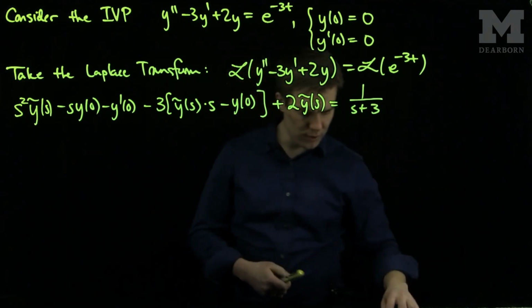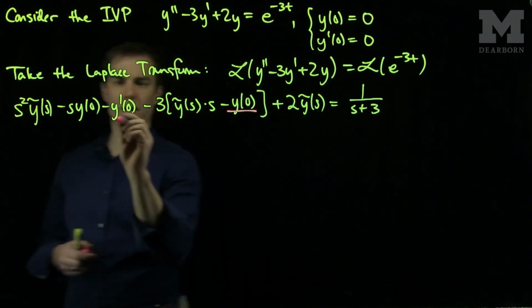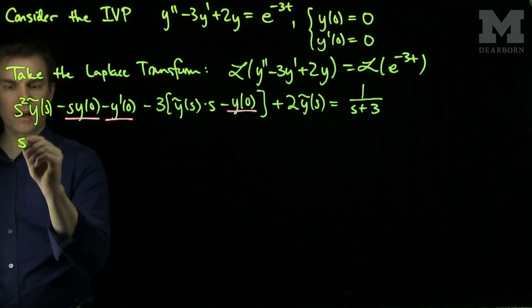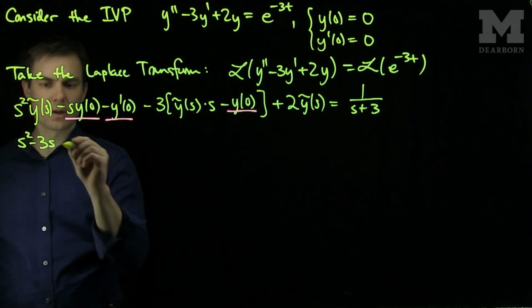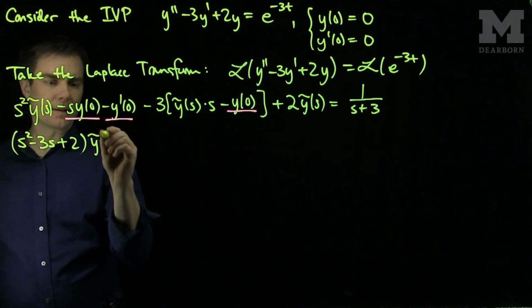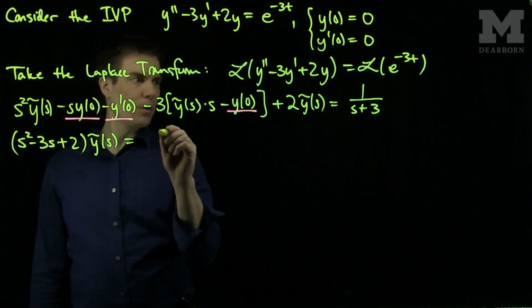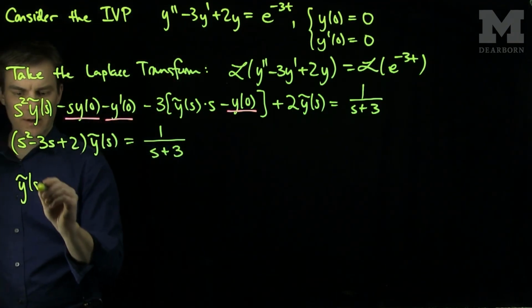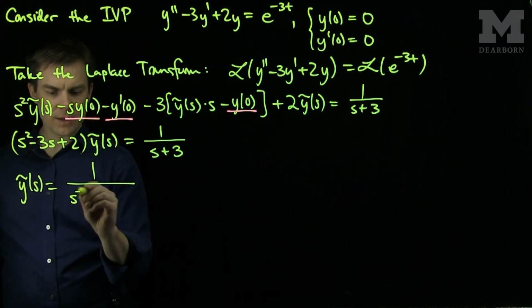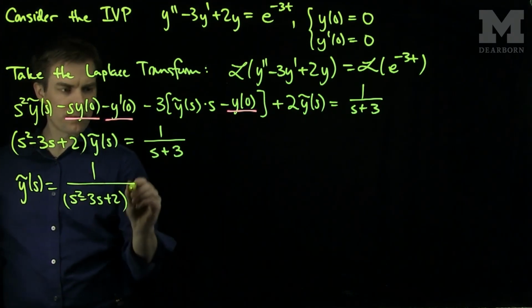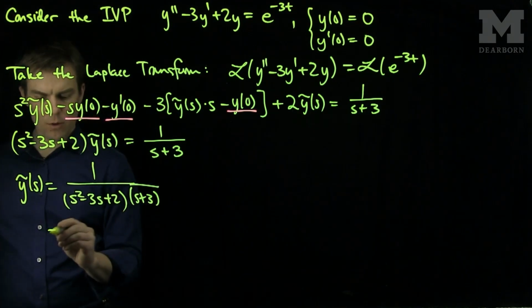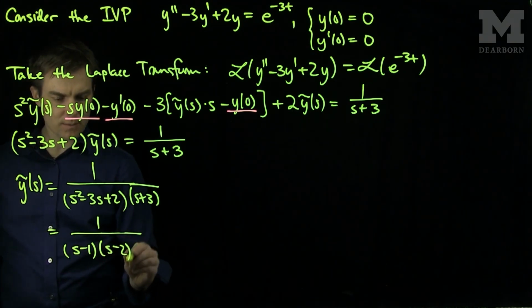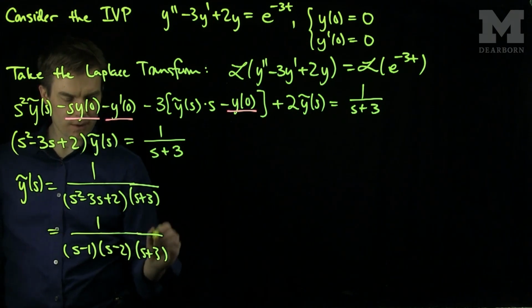Now we go back and use our initial conditions. This term is 0, this term is 0, and this term is 0. So I will have the following. I will have s squared minus 3s plus 2 times y tilde of s is equal to 1 over s plus 3, which tells me that y tilde of s is 1 over s squared minus 3s plus 2 times s plus 3, which we can write as 1 over s minus 1, s minus 2, s plus 3.